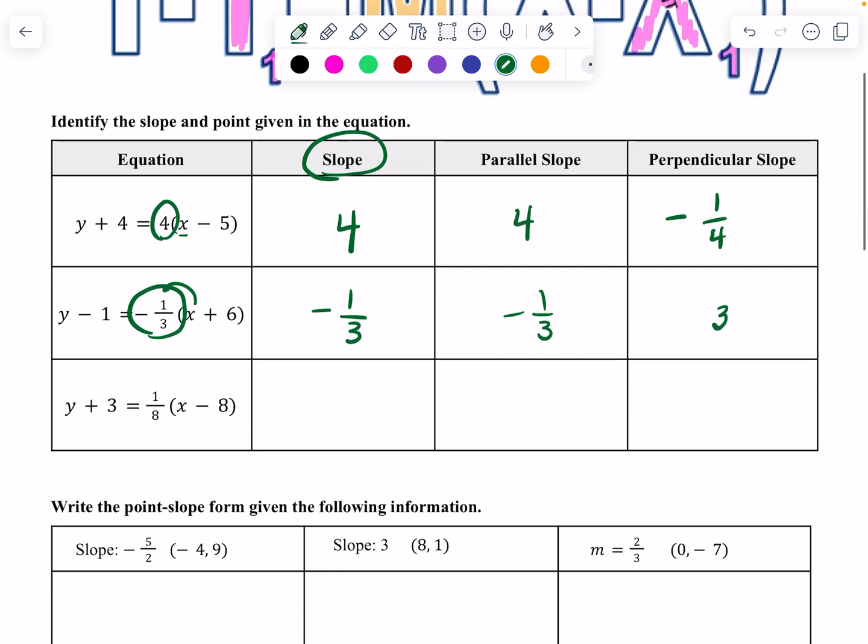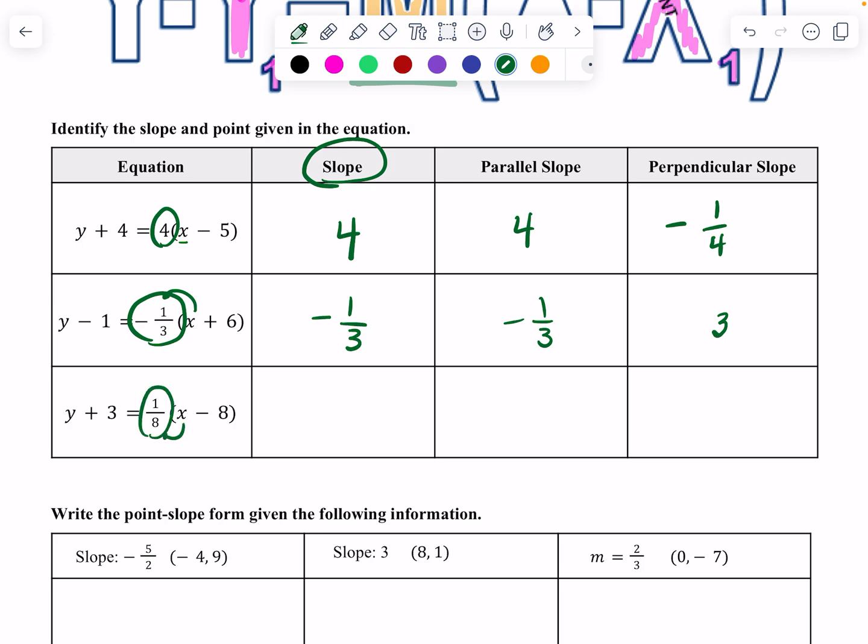And the last one, if I look in front of X, I see 1/8. So my parallel slope would also be 1/8. Perpendicular would be negative now because the other one was positive. And if I flip that fraction around, that's just 8, or 8 over 1.